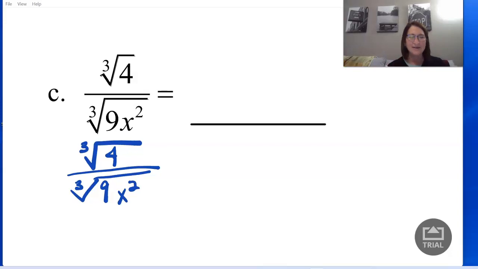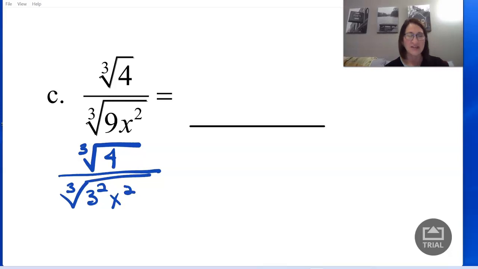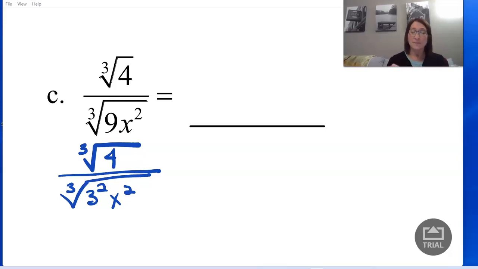Well, that 9, actually, I should think of that differently. Let's rewrite this. Write it as the cube root of 3 squared x squared. So I switched the 9 to just simply 3 squared. Why did I do that? Because it makes it a little bit easier when I try rationalizing the denominator.